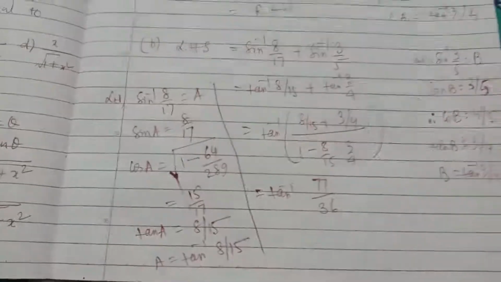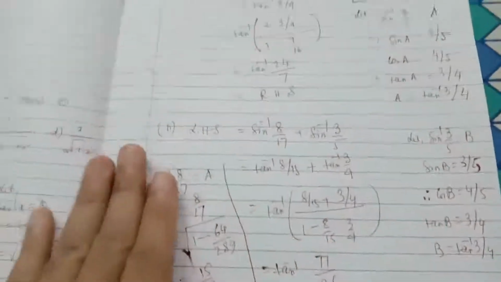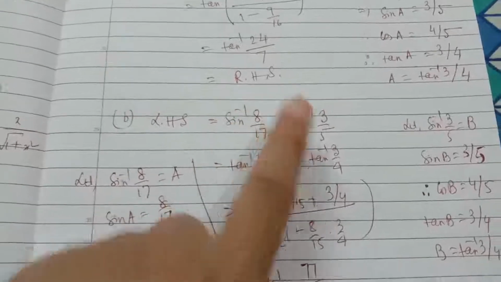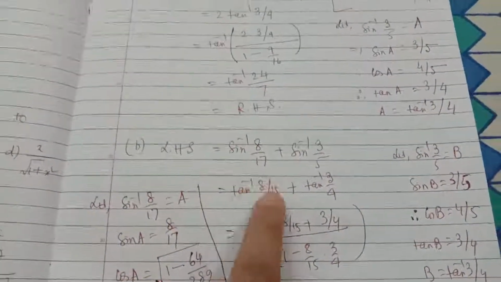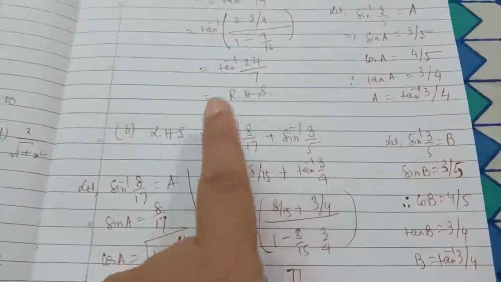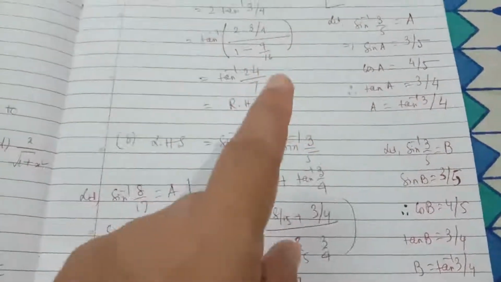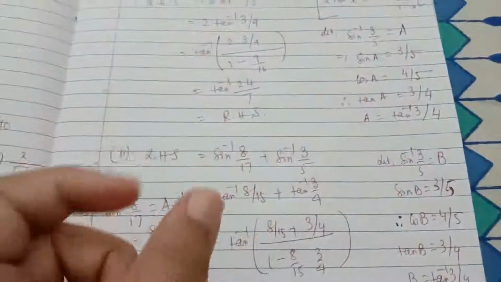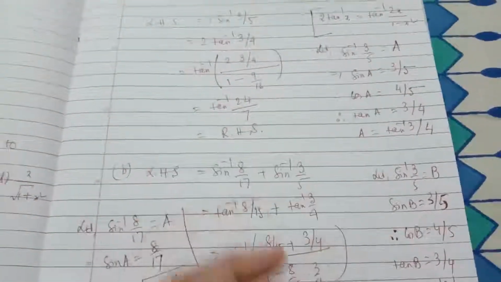Okay, so this is one of the two ways: changing sine inverse to tan inverse at the beginning and then applying tan inverse of x plus tan inverse of y. Or you can find sine inverse of x plus sine inverse of y by using the formulas for sine inverse of x plus sine inverse of y, then change sine inverse to tan inverse.